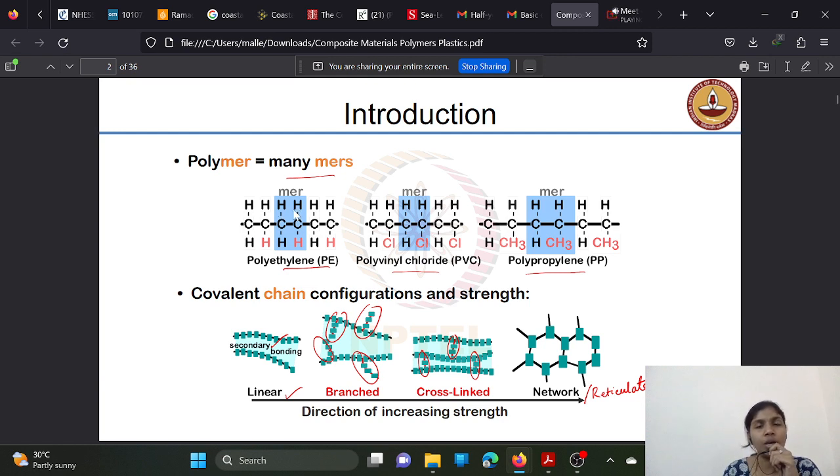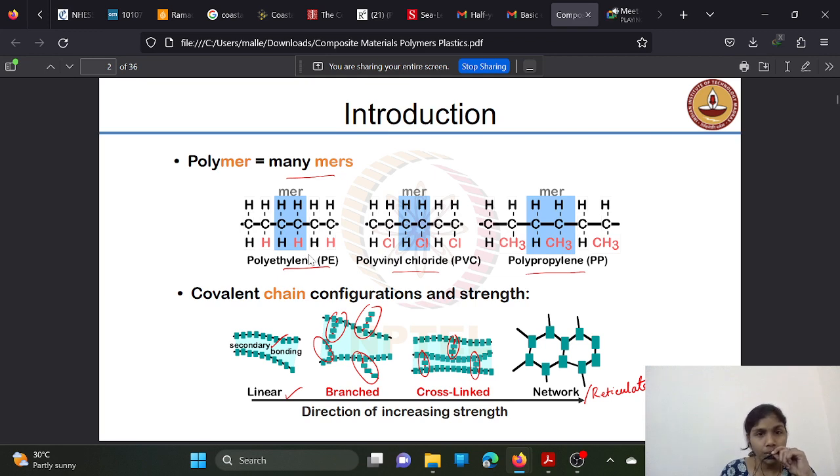Suppose if you have a single unit of this element, you can say it is a monomer, and if you have two units of this, then you can say it is a dimer or trimer, etc. But if you have multiple units of this, for suppose in polyethylene you have units of hydrogen, carbon and hydrogen, and if you have many units or many mers of this kind, then you can name it as polyethylene.